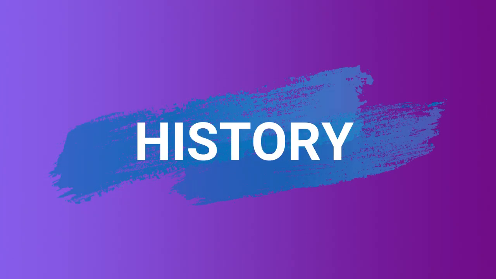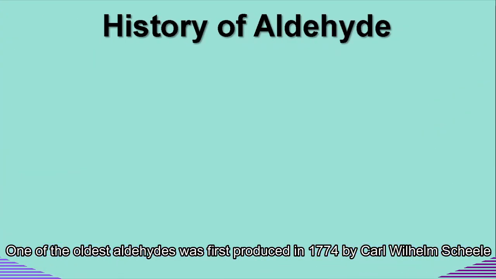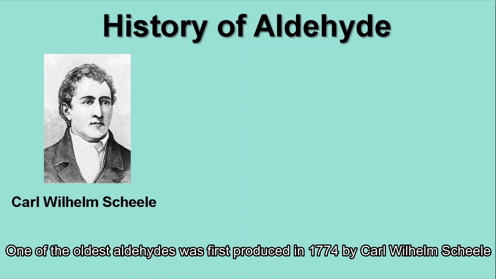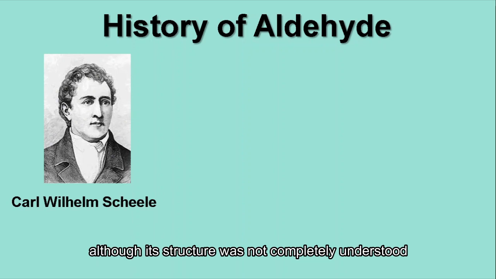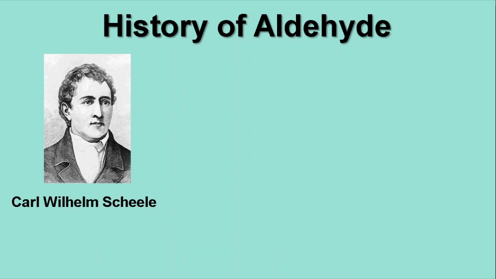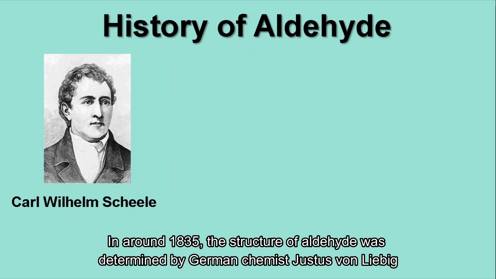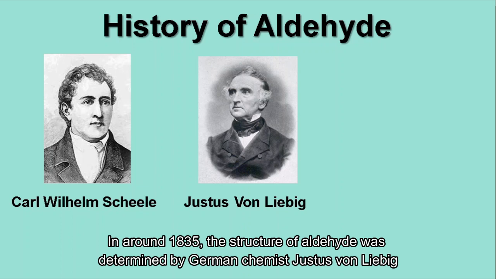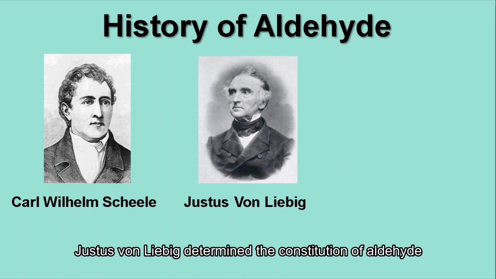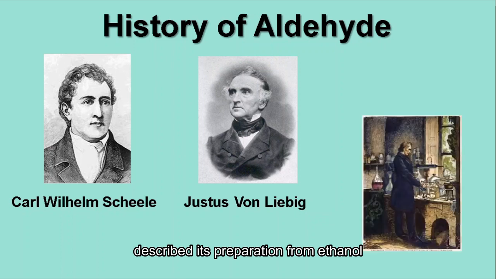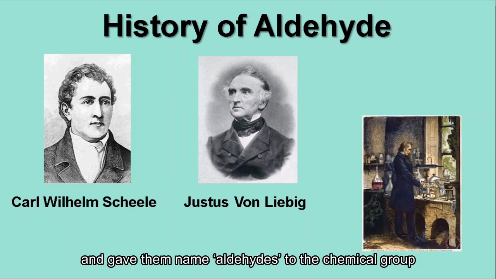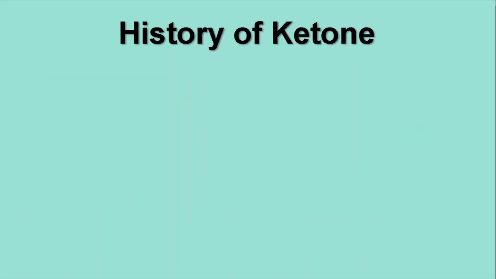The history of aldehydes. One of the oldest aldehydes was first produced in 1774 by Carl Wilhelm Scheele, although its structure was not completely understood. In around 1835, the structure of aldehyde was determined by German chemist Justus von Liebig. Justus von Liebig determined the constitution of aldehyde, described its preparation from ethanol, and gave the name aldehyde to the chemical group.